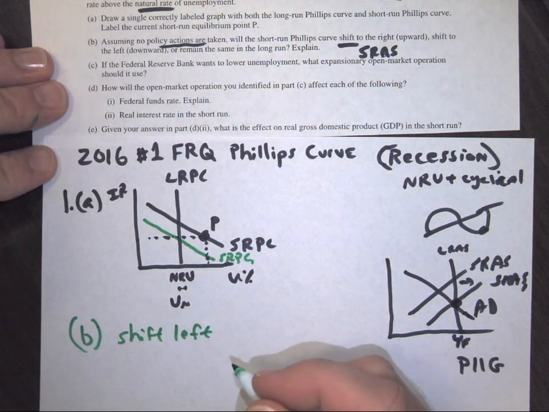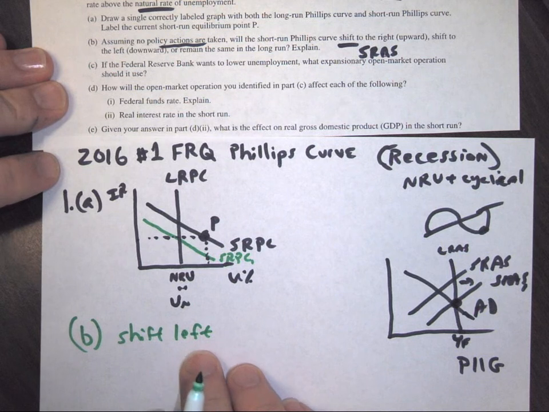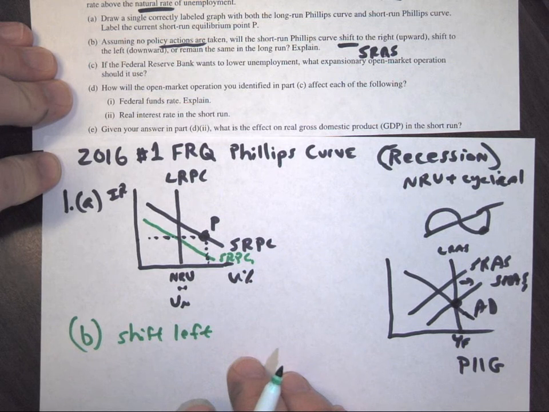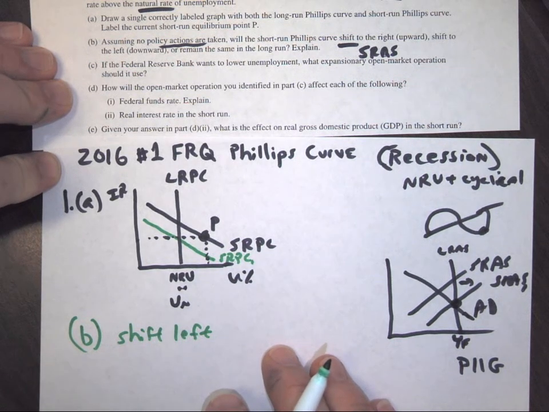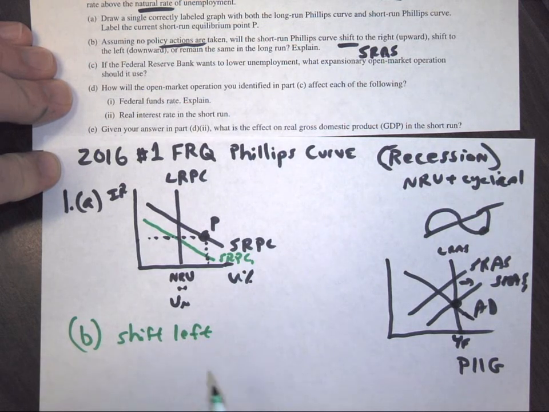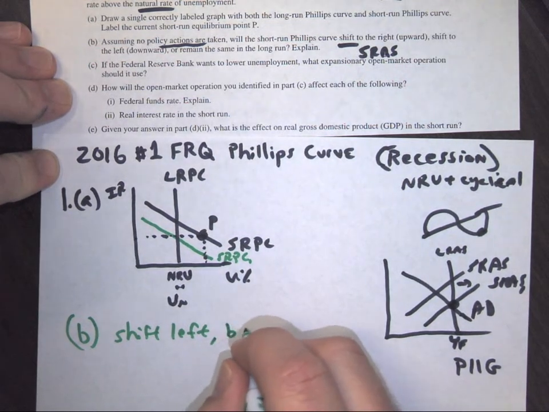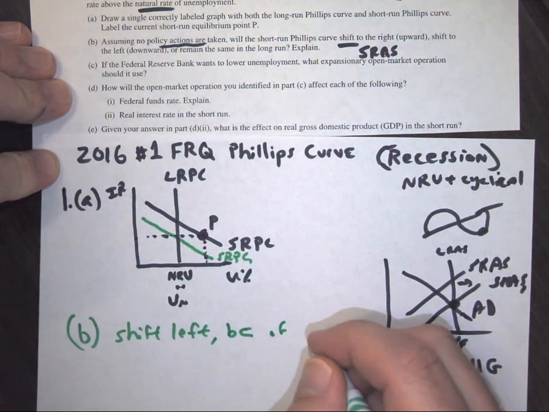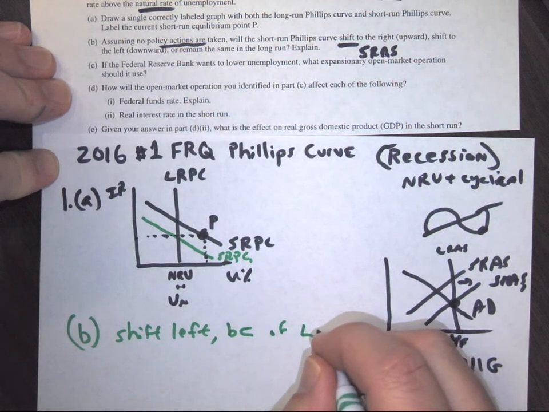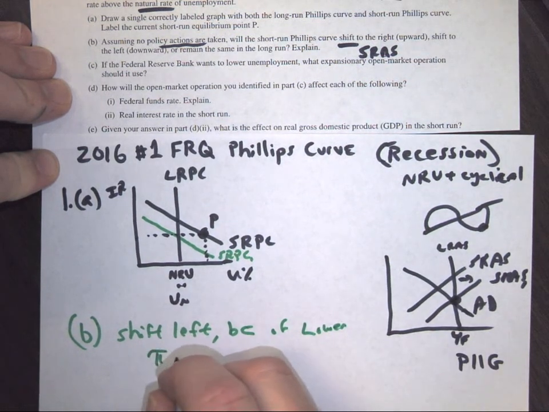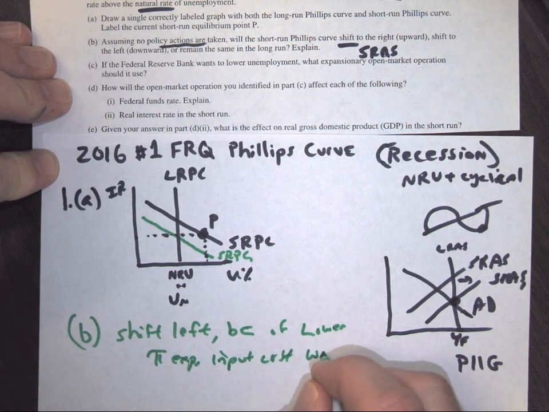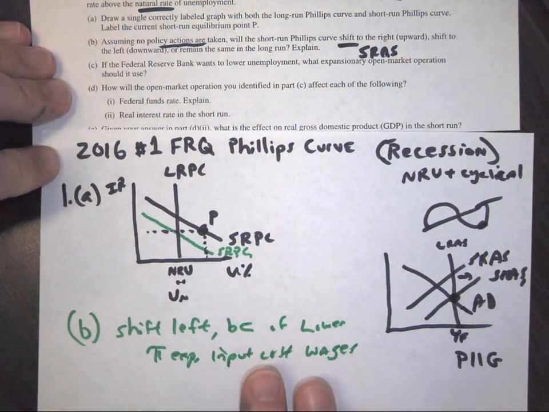And my explanation now, so you get 1 point, it shifts to the left, because producing at a level of output below full employment will create higher unemployment and lower inflationary expectations, and that has lower wages, lower input costs, any of those things, okay? And don't abbreviate when you write a real FRQ. Because of lower inflationary expectations, input cost, wages, okay? If you explain, then you got your 2 points.